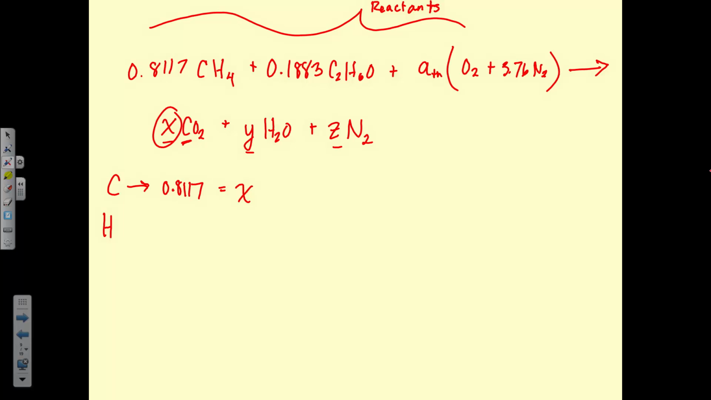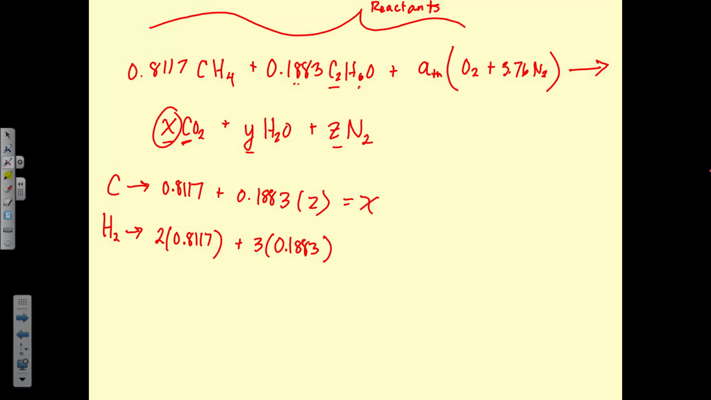Okay, next we look at our hydrogen. So we can say that it's 2 times 0.8117 plus 3 times 0.1883. So that's from here. Yes? What about the carbon in... Oh yeah, I forgot that one. Sorry. I should look at my notes. Okay, so 0.8117 plus 0.1883 times 2 is equal to X. Sorry about that.